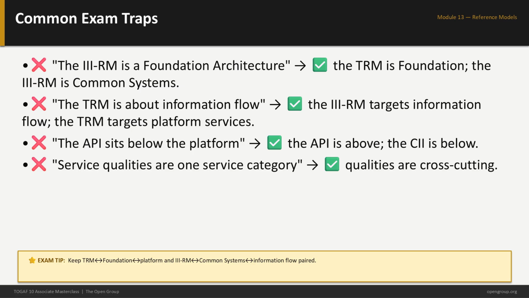3. The API sits below the platform. No, the API is above the platform, and the CII is below it. And 4. Service qualities are one service category. No, qualities are cross-cutting across all services. The two pairings to keep welded together are TRM Foundation Platform and 3RM Common Systems Information Flow. Get those right and the traps fall away.